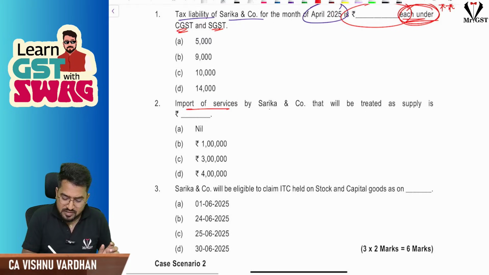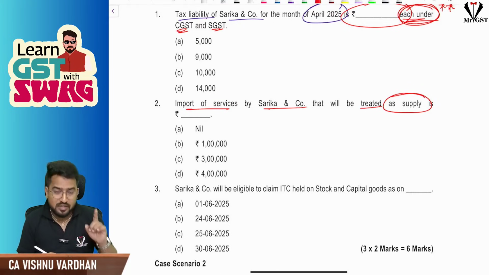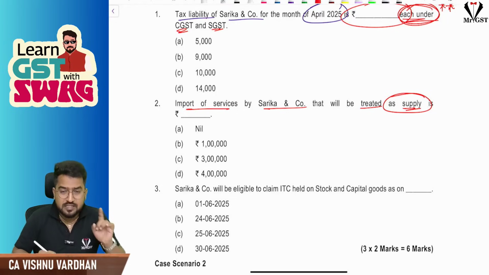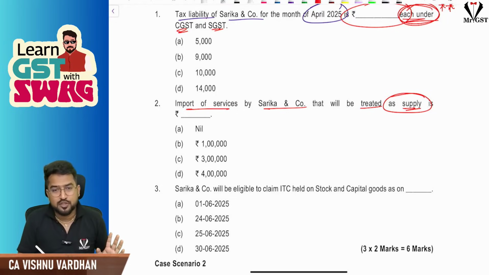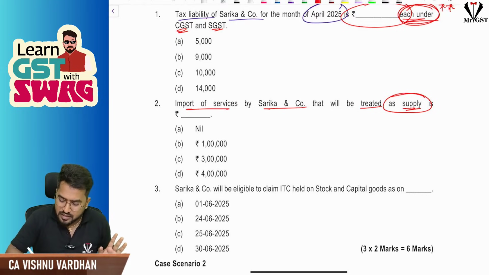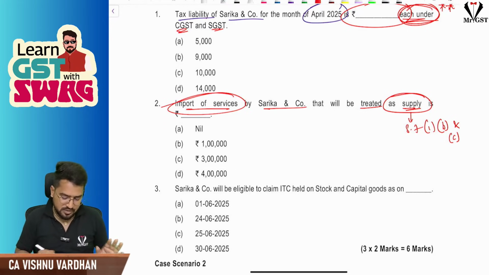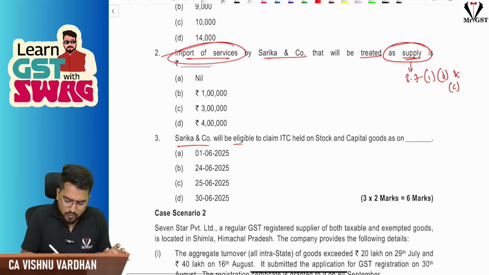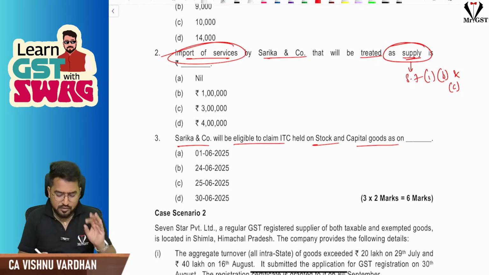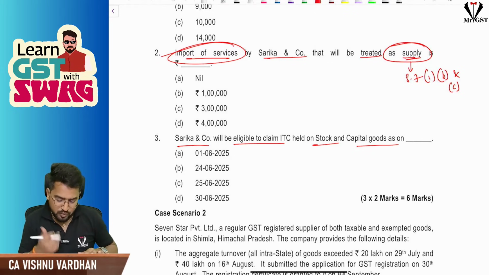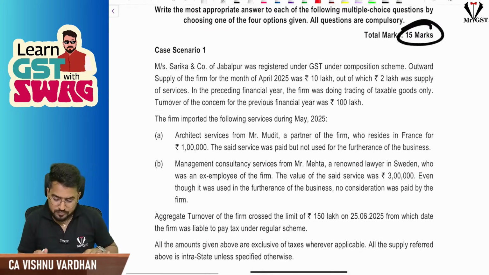Next, import of services by Sarika, will that be treated as a supply? Another twist here is that they are asking whether it is a supply or not. They are not asking which is taxable or not taxable. Please understand that. So you should focus on Section 7(1) clauses (b) and (c), not the exemptions part, because this is importation of services. Next, Sarika & Co will be eligible to claim ITC on stock and capital goods as on what date? This is regarding ITC eligibility. Okay, fine, so simple 3 MCQs.